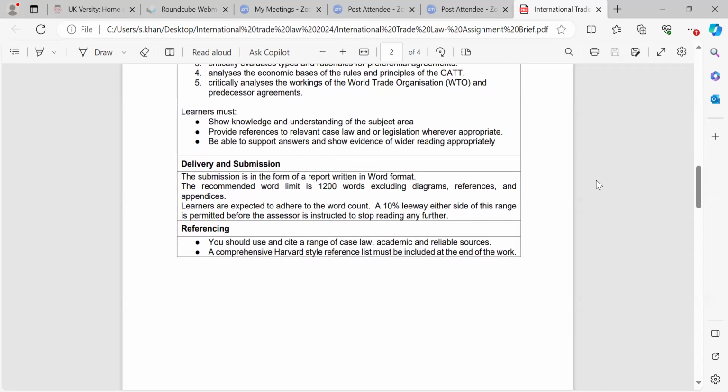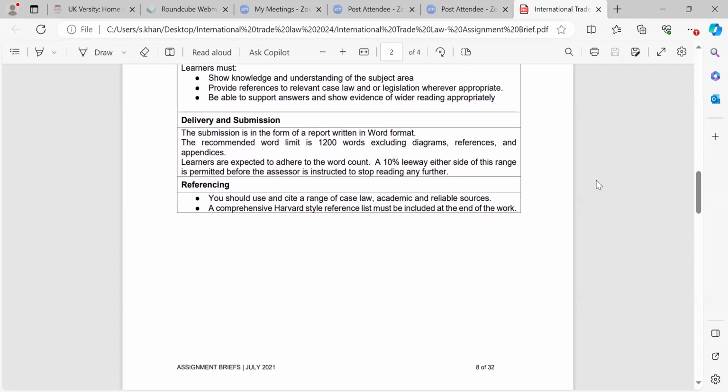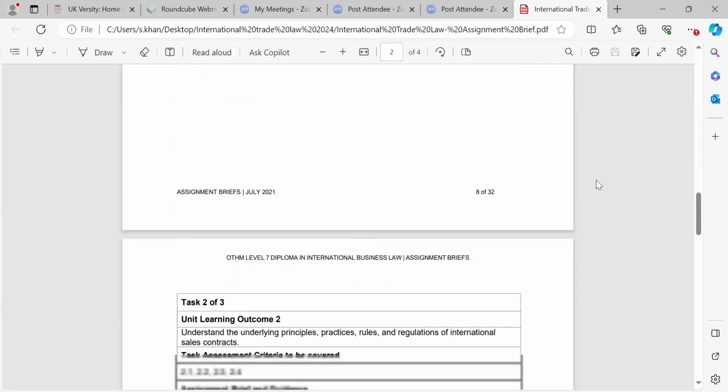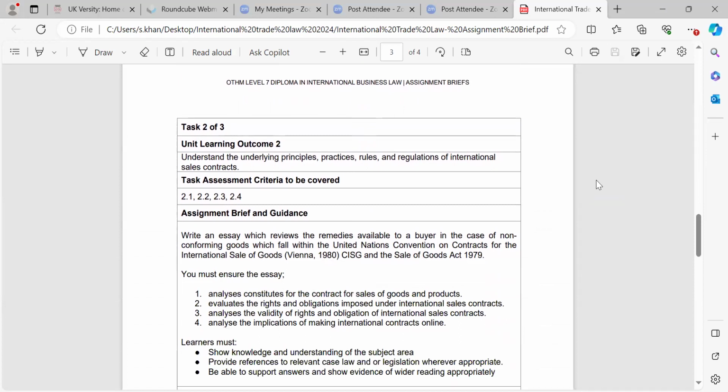Referencing, you should fully cite and use a range of case law, academic and reliable sources. As I've mentioned, a comprehensive Harvard system of references is needed at the end of the work. So that is task 1.